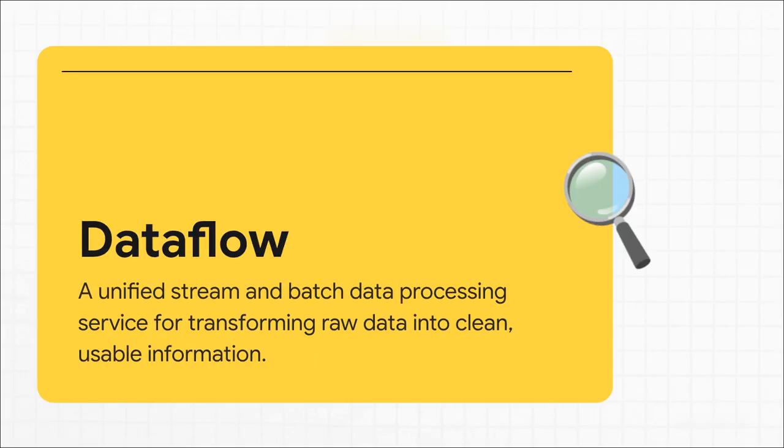Let's be real. Raw data is messy. It's got missing values, weird formatting. It's just not ready for a model. So how do we clean it up? That's where Dataflow comes in. It's like an automated factory pipeline that takes in that messy data, cleans it, sorts it, and churns out a perfect, pristine data set that our model can actually learn from.